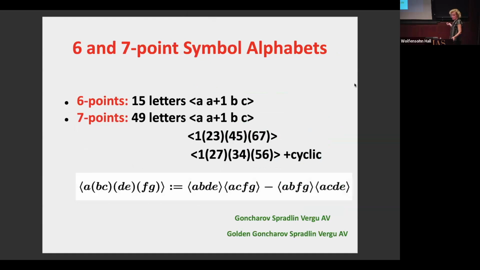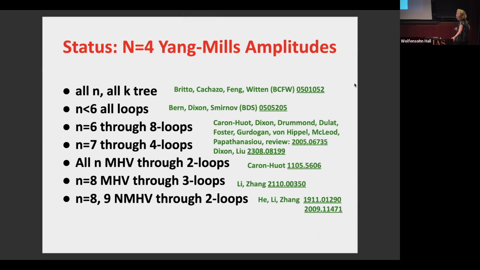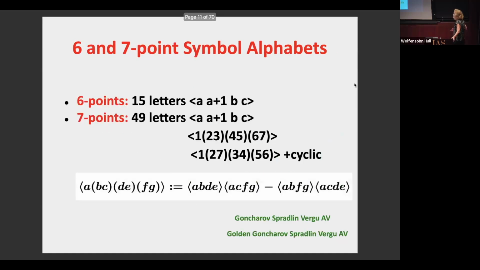Okay, so let me just review what the alphabet is. Again, without telling you where that comes from, what is the answer? As promised, we're going to start at 6 points. We're not going to talk about 4 and 5 because these are known exactly. At 6 points, the symbol alphabet is just Plücker coordinates, and there are 15 of them.